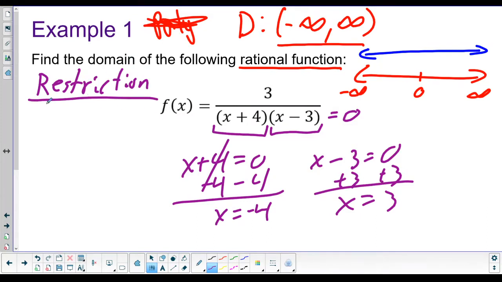Our restrictions are x does not equal negative 4, and x does not equal 3. And maybe not "does not equal." Maybe I should be saying "can't equal." It's not allowed to. It's not that it just happens to not. It's that it's not allowed to.